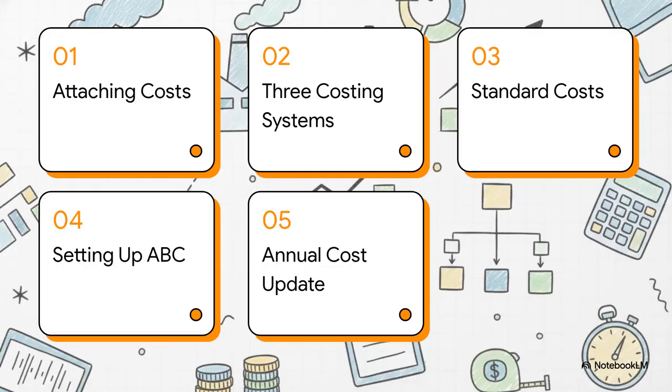So here's our roadmap for this explainer. 1. Attaching cost to products. 2. The 3 costing systems. 3. Developing standard costs. 4. Setting up ABC. And finally, number 5. The annual cost update. All right, let's just dive right into this.